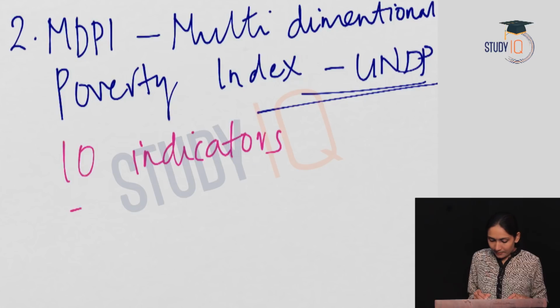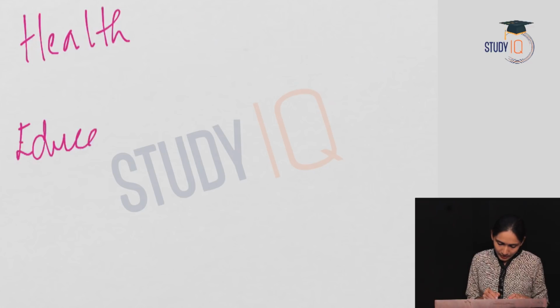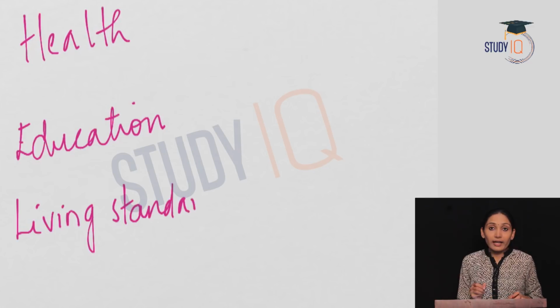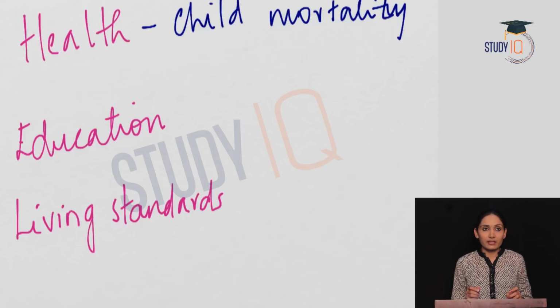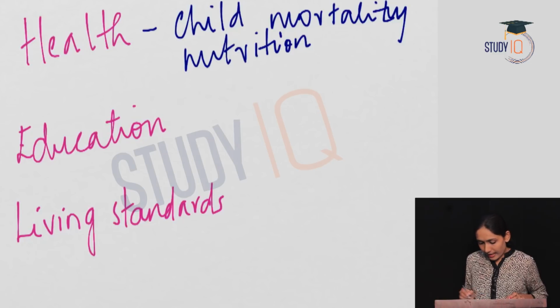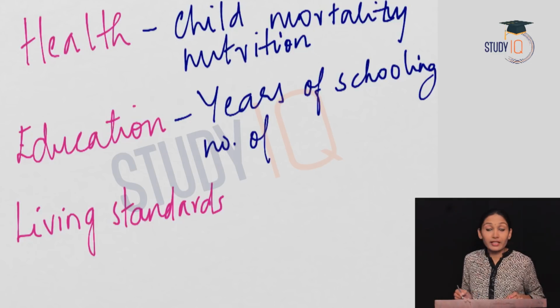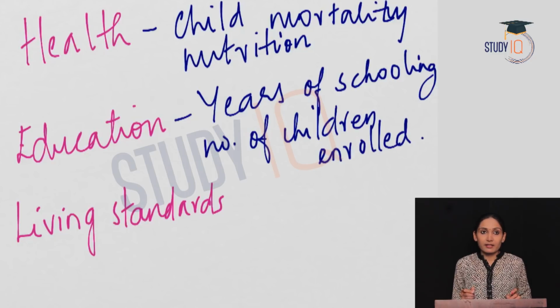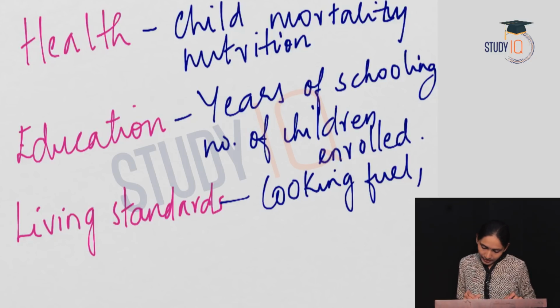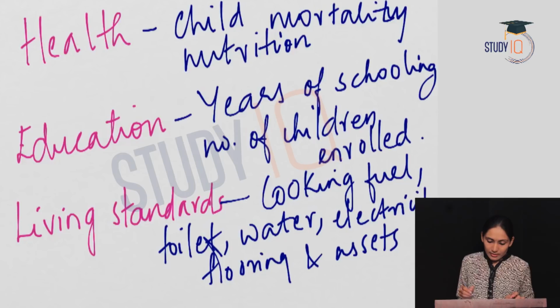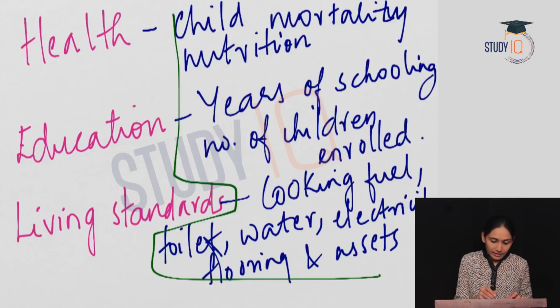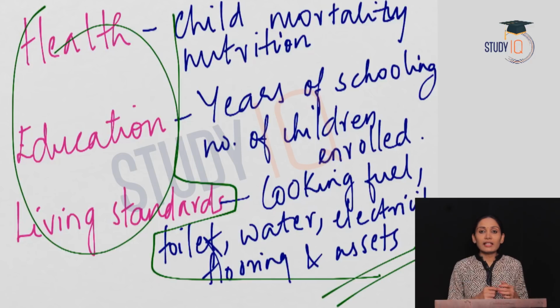These 10 indicators are divided into 3 categories. One is health, second one education, third one living standards. Under health, child mortality and nutrition are taken into consideration. Under education, years of schooling and number of children enrolled are taken into consideration. Under the living standards, cooking fuel, toilet, water, electricity, flooring and assets are taken into consideration. So, total 10 indicators divided into 3 categories. So, these are the indicators used in the multi-dimensional poverty index.